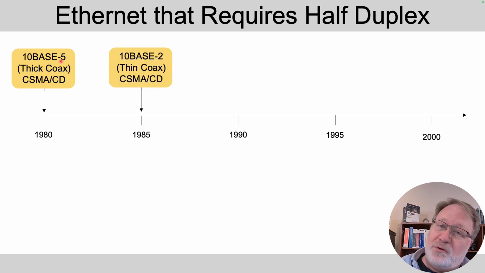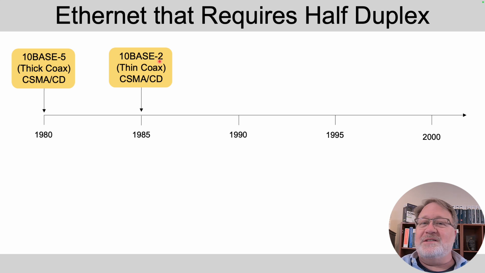So when they made an improvement to that standard, they shortened the total distance to 200, but it was a much thinner coaxial cable. It was much less expensive. It was easier to deploy. But since there was no networking device, there was still no opportunity to avoid CSMA/CD, so everybody used half-duplex CSMA/CD logic.